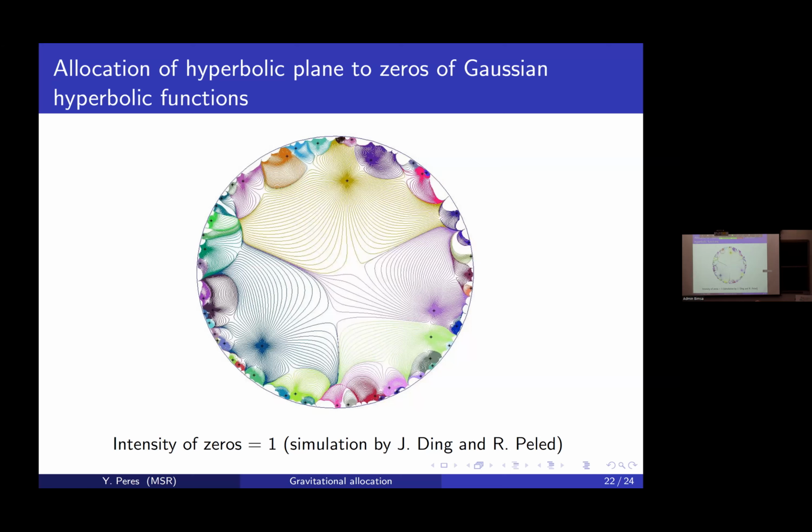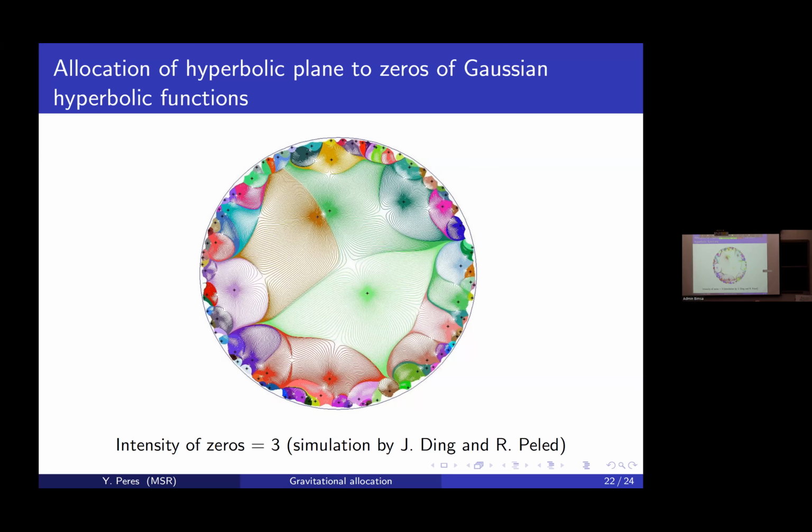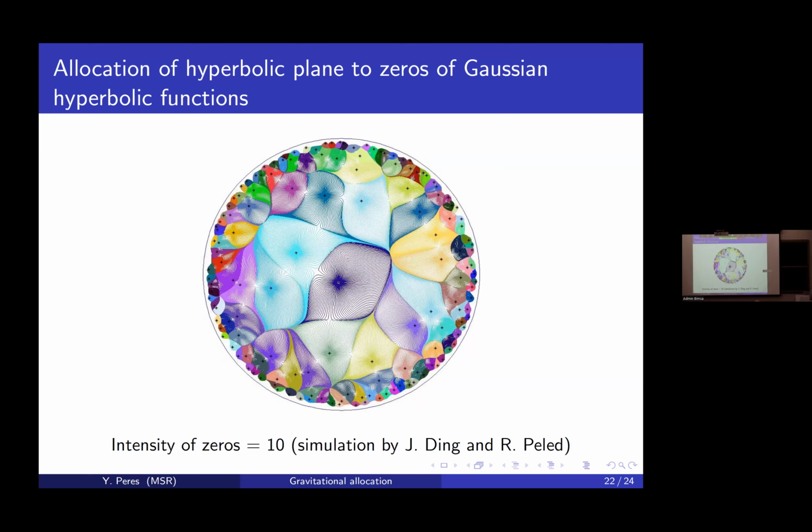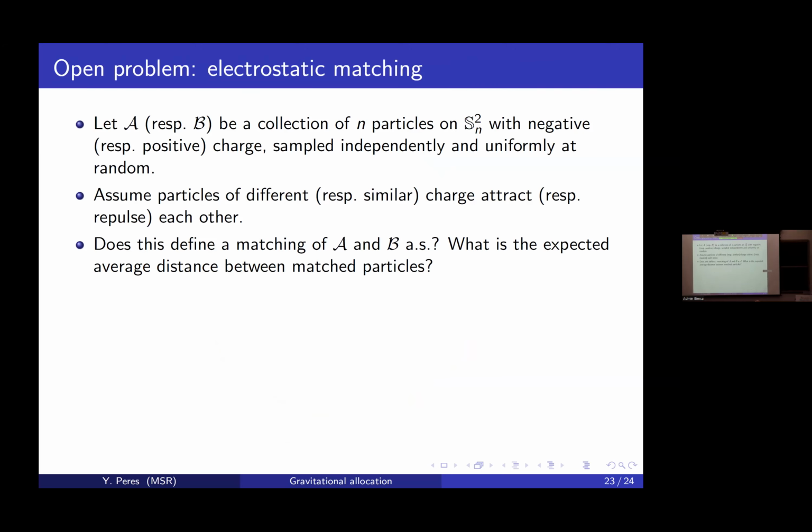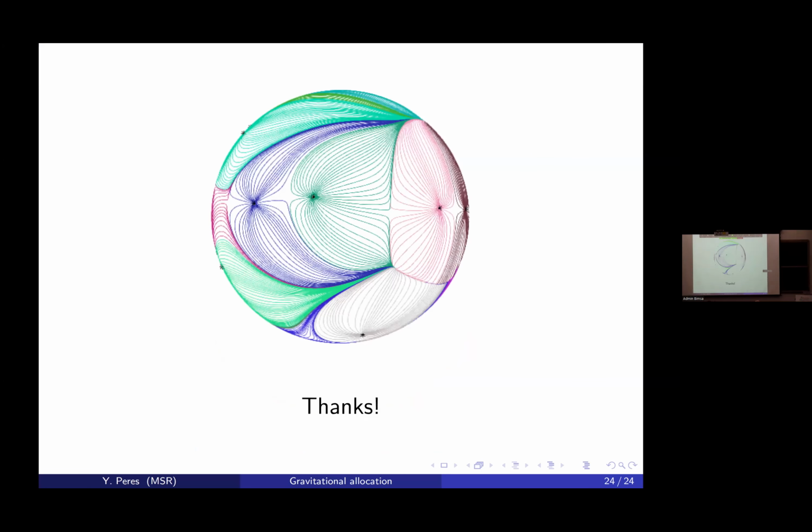So I'll just show you the pictures of what happens when you do apply the same ideas in the situation with hyperbolic geometry. Very striking pictures. The analysis, they did a lot of work, but it's still unpublished. But I have the permission to show the pictures. And there are various open questions. The one I like the most is about electrostatic matching, and I want to end with this 30-second movie.